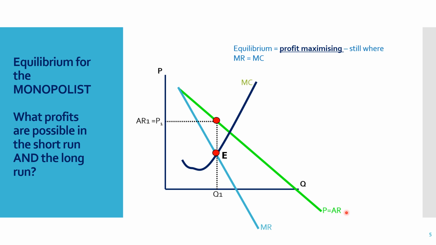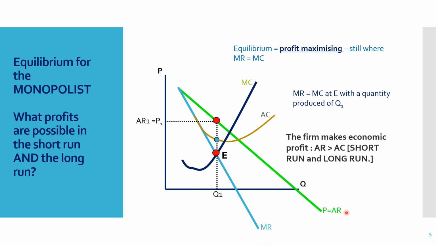All right. So now our firm is in equilibrium. But once again, we don't know how much profit they're making. Now, if we want to show a firm making economic profit, we already know that we must show a situation where average revenue is greater than average cost. All right, let's do that.